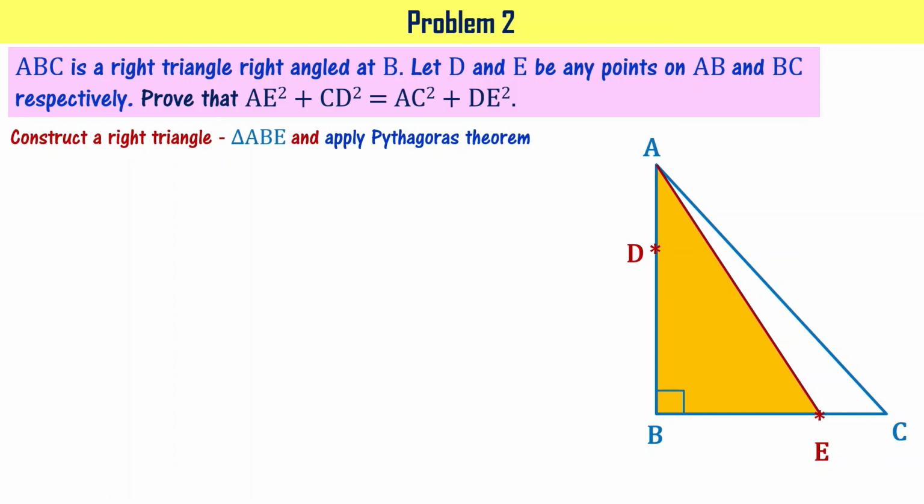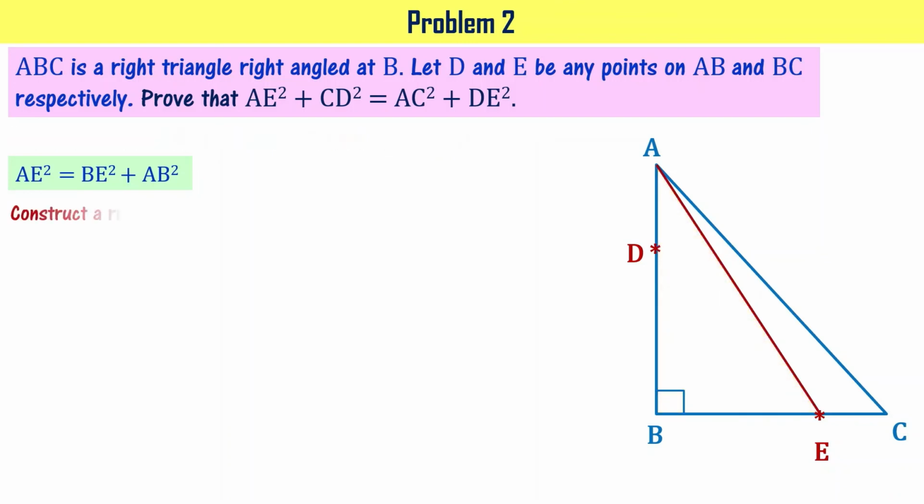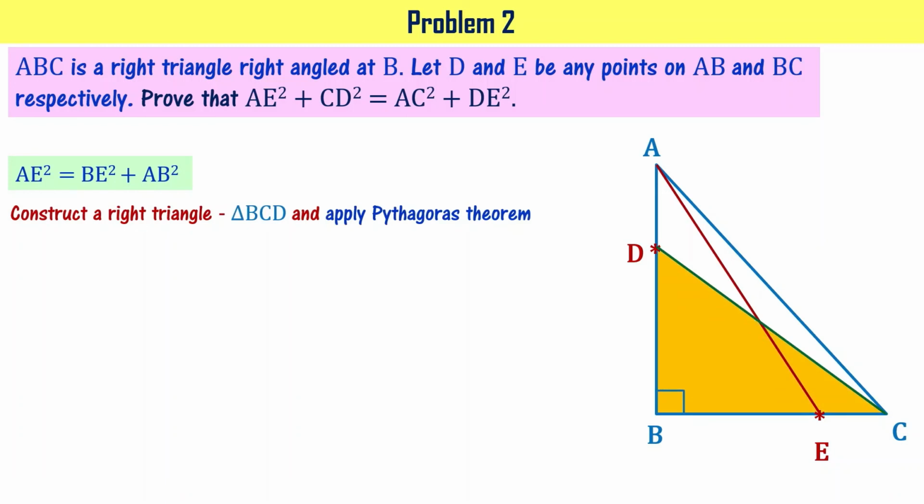When you apply Pythagoras theorem for this particular triangle, you can write it as AE square equal to BE square plus AB square, right? Now, let me construct another right triangle, triangle BCD as shown in the figure, and apply Pythagoras theorem. For this triangle, CD is the hypotenuse, right? So when I apply Pythagoras theorem, I can write it as CD square equal to BD square plus CB square, right? Now let me go back to the equation given in the problem statement, that is AE square plus CD square equal to AC square plus DE square, right?